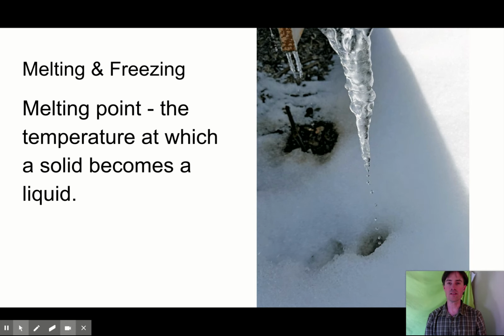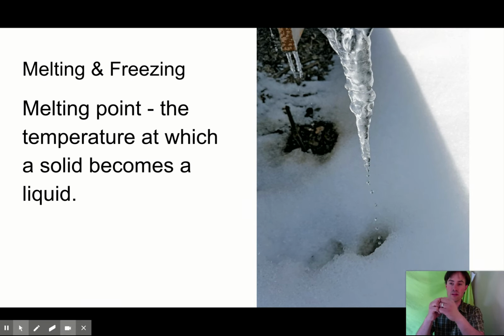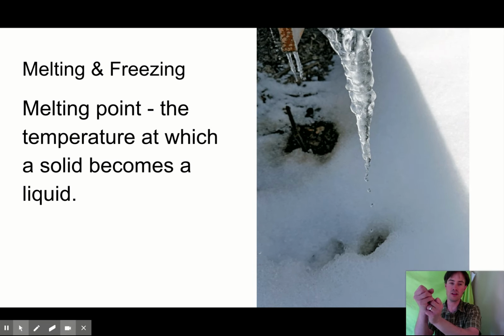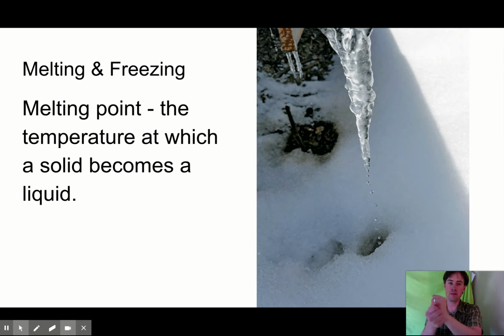Our next term here is melting point. This is the temperature at which a solid gets enough thermal energy from the heat around it to increase the kinetic energy of the particles. Rather than being locked in place, vibrating, the particles can now move across each other like a fluid, like a liquid. So at the melting point, they melt and can become a liquid.